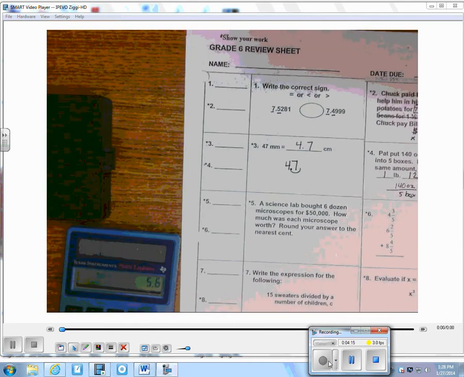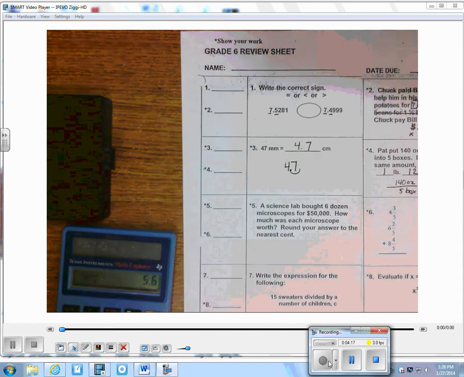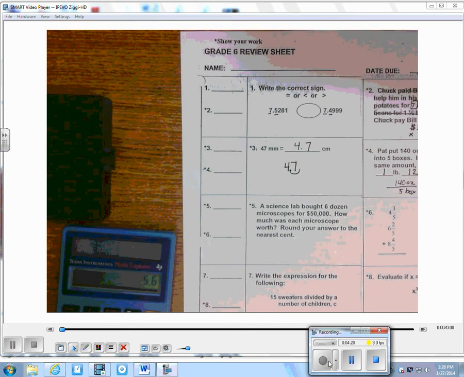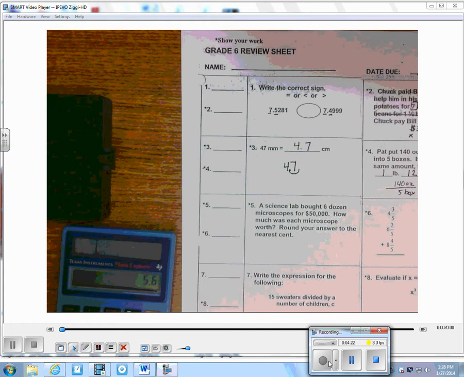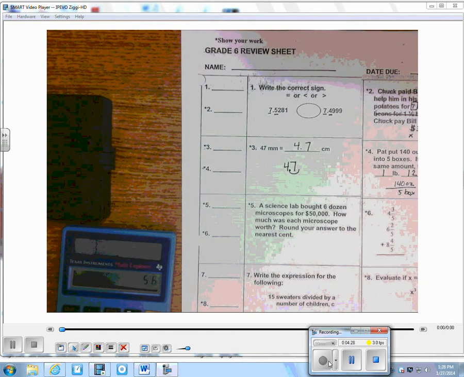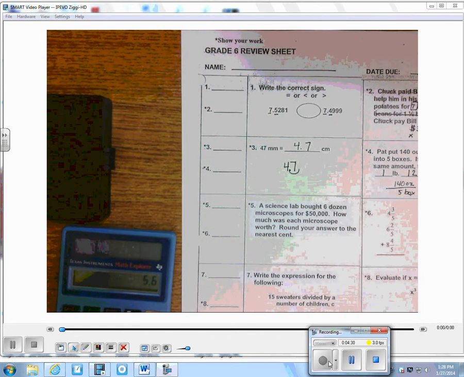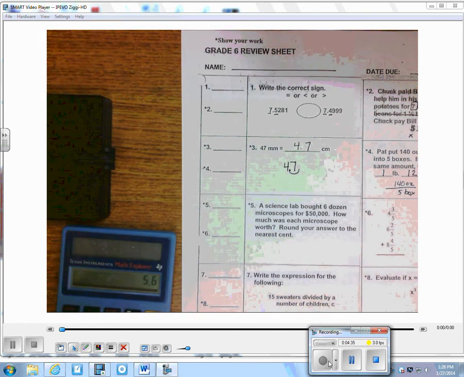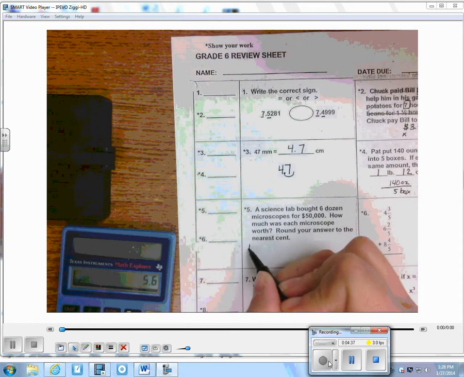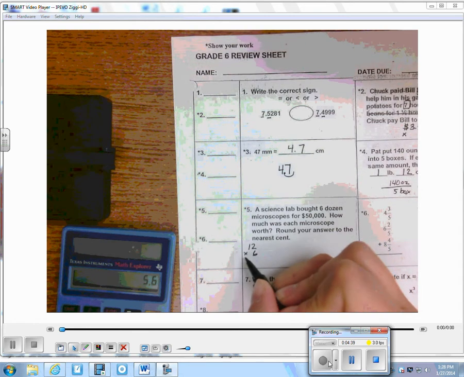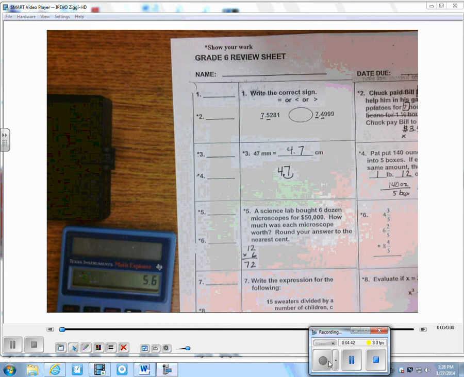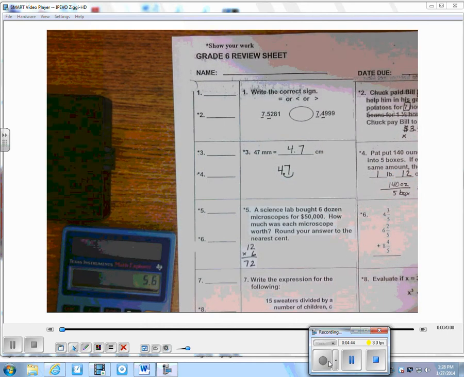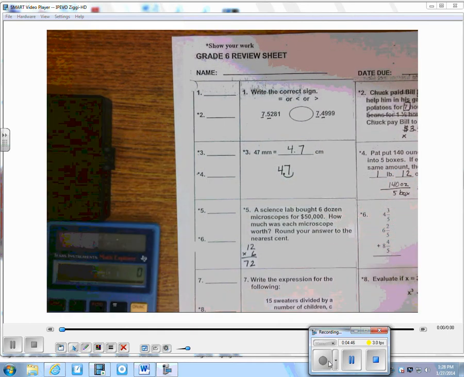All right, number 5, a science lab bought 6 dozen microscopes for $50,000. How much was each microscope worth? Be careful on this one. A lot of times students want to put 50,000 divided by 6. I need to know how many are in 6 dozen. A dozen equals 12, so 12 times 6 would be 72. So the lab is buying 72 microscopes.